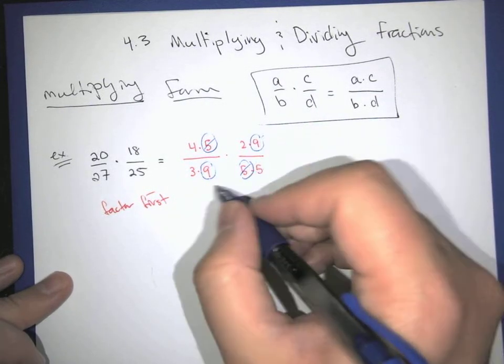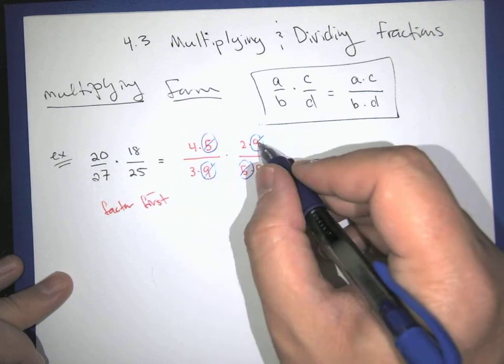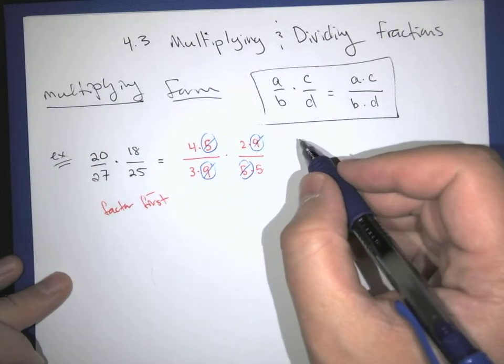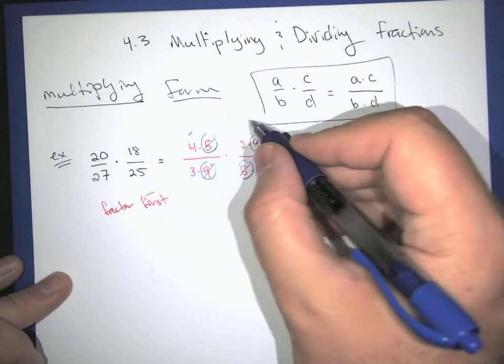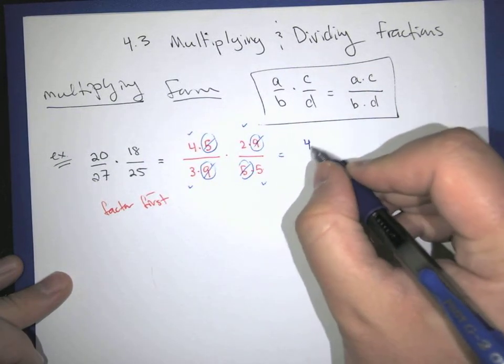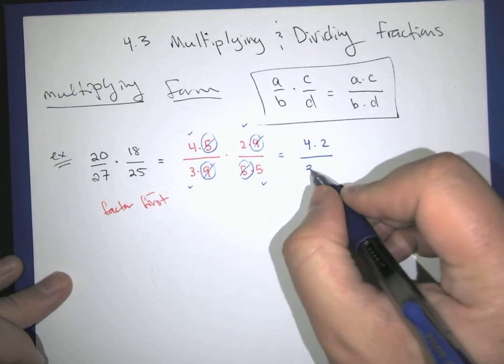9 here. We might not have caught that at first, in which case we maybe need to break these things down a little bit further. So we're able to cancel 9 and 9, and so what's left over? This is 4 times 2. This is 3 times 5. 4 times 2 over 3 times 5.